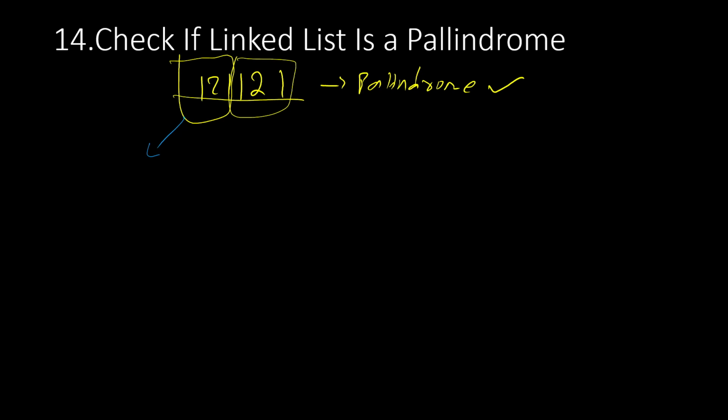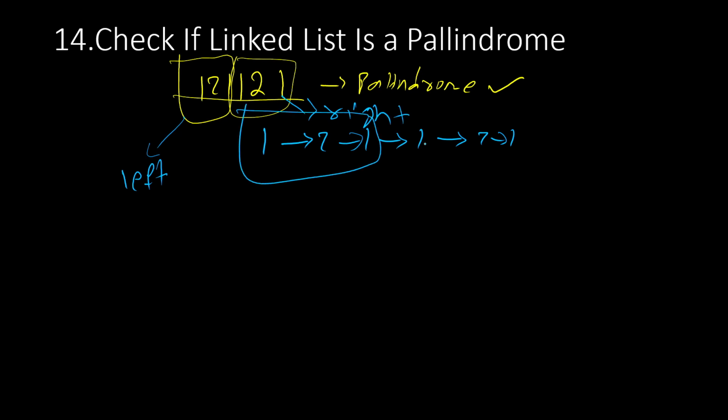But in terms of linked list, 1, 2, 1, 1, 2, 1, this is pointing in straight direction. Now we can use head pointer to count from left to right, but how will you count from right to left? It is not possible. So what we have to do is we are dividing this in left and right side element. After dividing, this will look like 1 2 1, and this will look like 1 2 1 again.